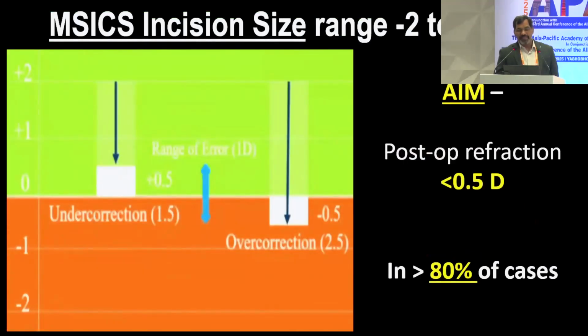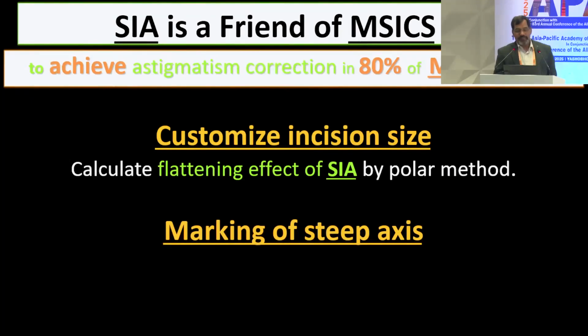So MSICS incision size ranges from 2 mm to 7 mm. Our aim is that we want to correct the post-op refraction. We want to keep it less than 0.5 diopter, so 0.5 diopter over-corrected or under-corrected. So we are getting 1 diopter range of error. I will show you a study in which in 80% of cases we achieve the post-op refraction less than 0.5 diopter. So to make SIA a friend for MSICS, we have to customize the incision size.